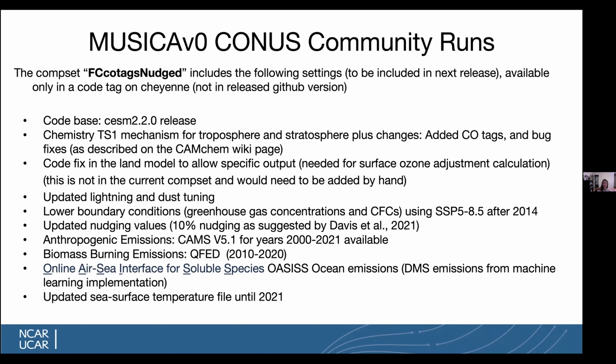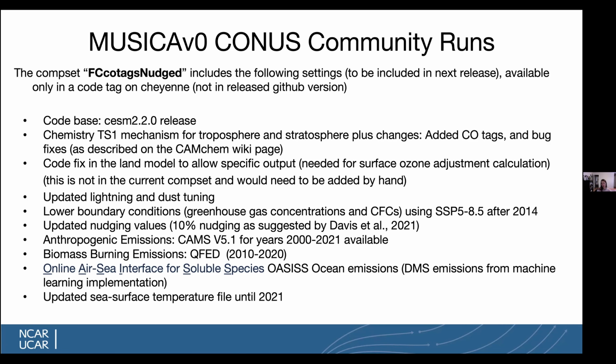So for what is now changed in our new Compset for these community runs, we are starting with the CESM 2.2 release code base. And for the chemistry mechanism, we are using the TS1 chemical mechanism, that is for the troposphere and the stratosphere. But we added some things, as I said before: we added CO tags, and we added some bug fixes. If you want to know more, you can go to the wiki page that I will point you to at the end of this talk.